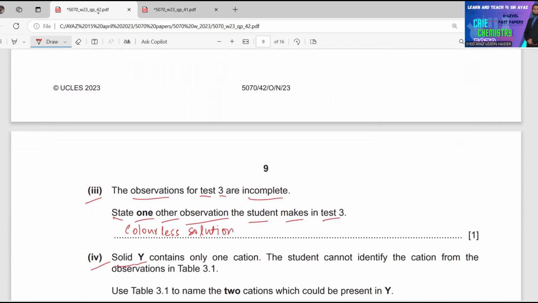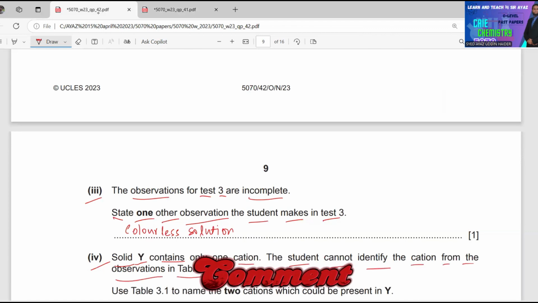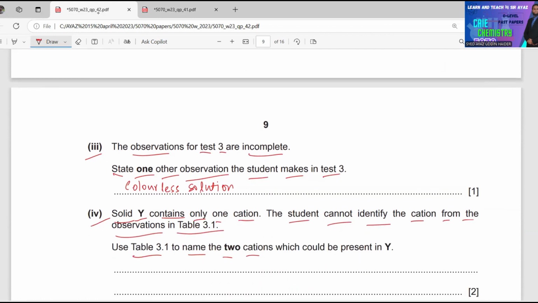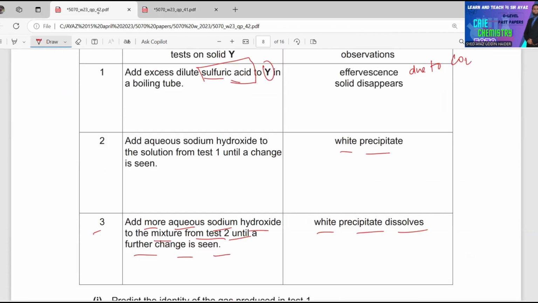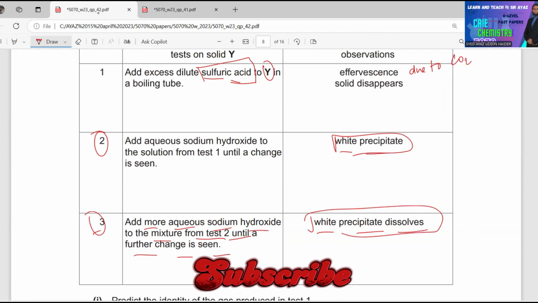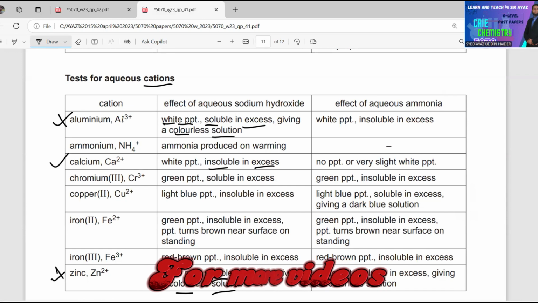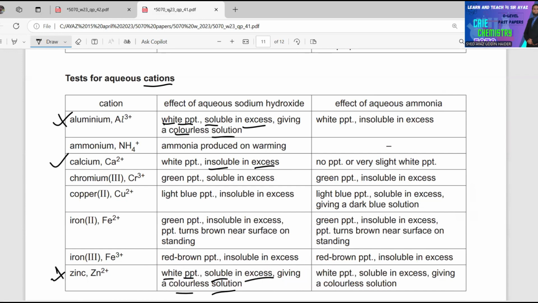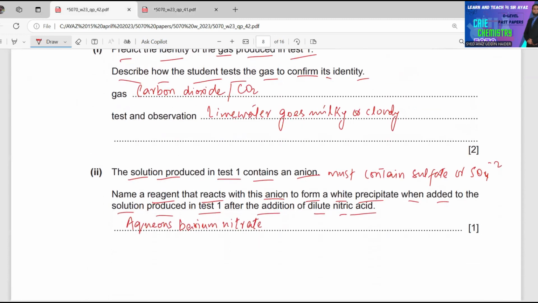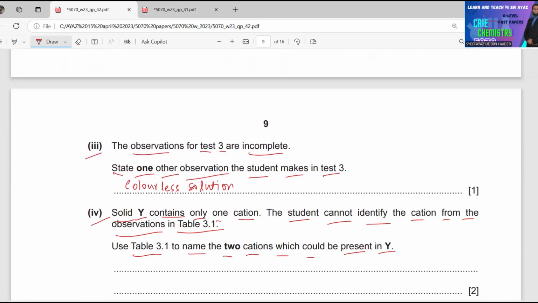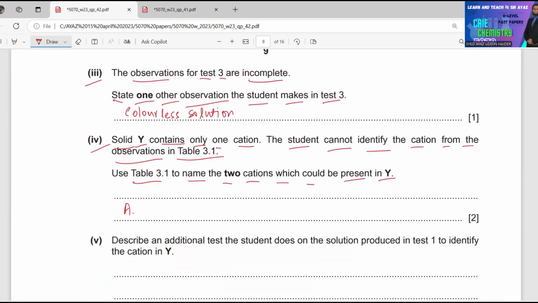Number 4, solid Y contains only one cation. The student cannot identify the cation from the observations in table 3.1. Use table 3.1 to name the 2 cations which could be present in Y. If you look at this table, in tests 2 and 3 we have a white precipitate, and the white precipitate dissolves. For Al3+ and Zn2+, the white precipitate dissolves, or is soluble in excess. So it must contain these 2 ions. So you will write aluminium and zinc.